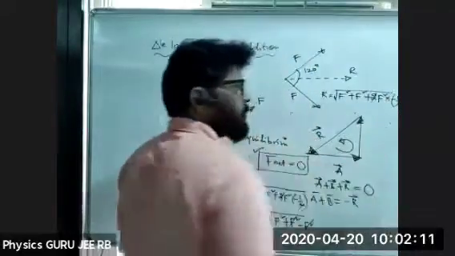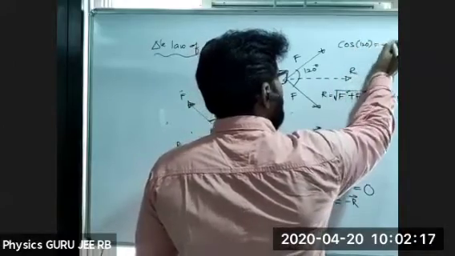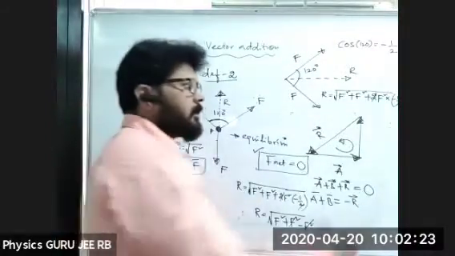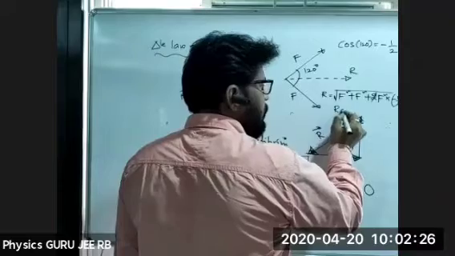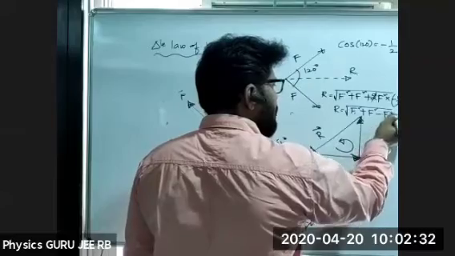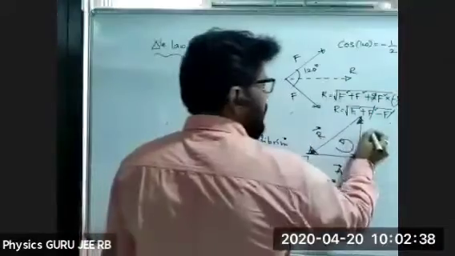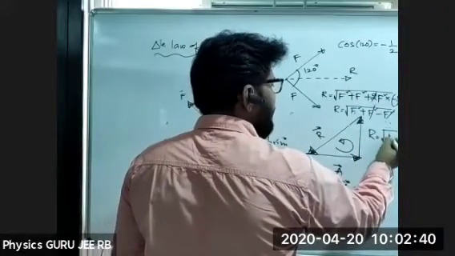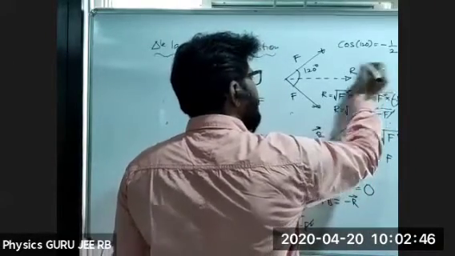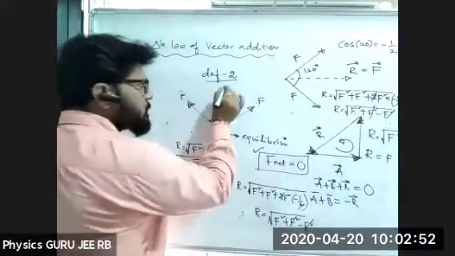So the 2 and 2 cancel, then what is left? Cos of 120 is minus 1 by 2. Then here minus F square. R is equal to under root of F square plus F square minus F square. These two will get cancelled. Now how much resultant are we getting? R is equal to under root of F square, R is equal to F. Is it clear? So that means this resultant is F.